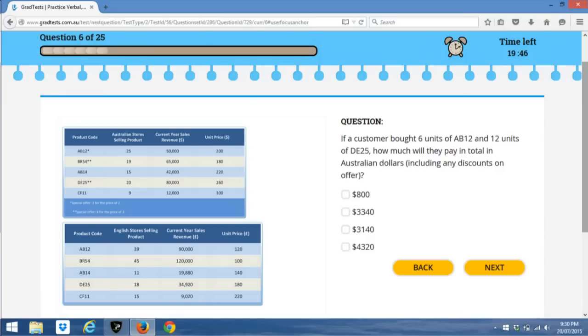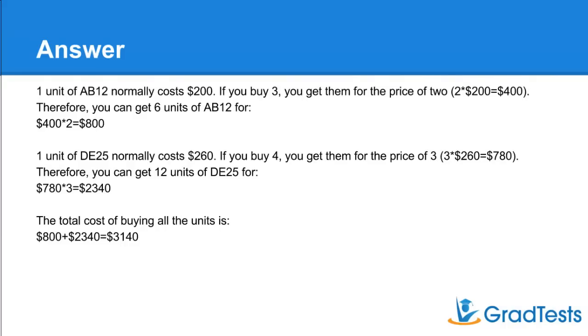AB12 attracts a discount as a 3 for the price of 2 offer. And DE25 also attracts a discount. There's the special offer of 4 for the price of 3. Let's go to the next page where we can see a bit of working. Break it down product by product. One unit of AB12 normally costs $200, but if you buy 3 you get them for the price of 2. So you could get 3 for $400. You could double that and you'd get 6 for the price of 4, basically, which is $800.